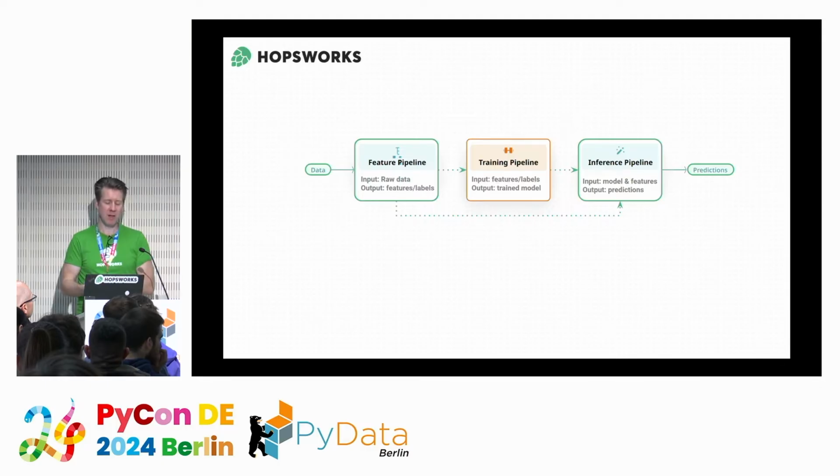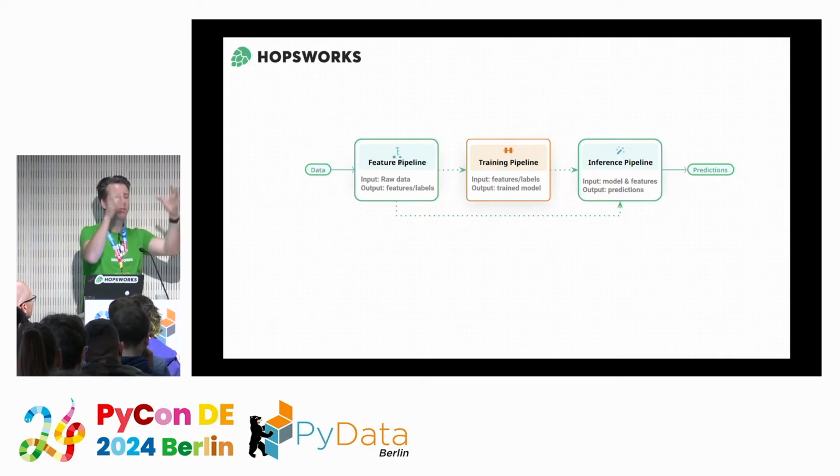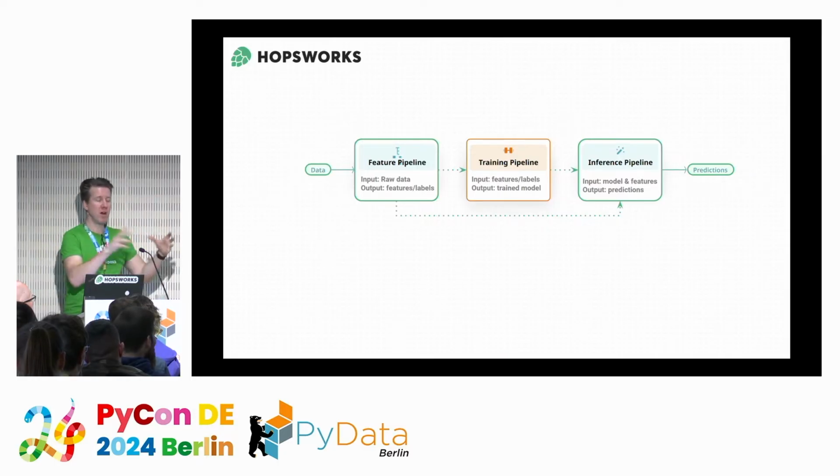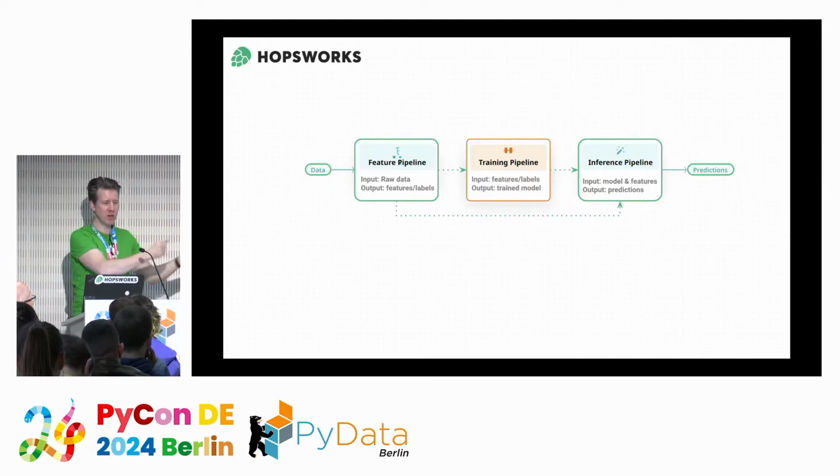And then the training pipeline will be, the input will be the features and the labels, and the output will be the trained model. And then the inference pipeline, the input will be the model and the features, and the output will be the predictions. So this is a very natural breakdown of a full AI system into 3 natural components. One is we do our data processing or feature engineering. Another is we train our models. And the third part is we make our predictions or inference.